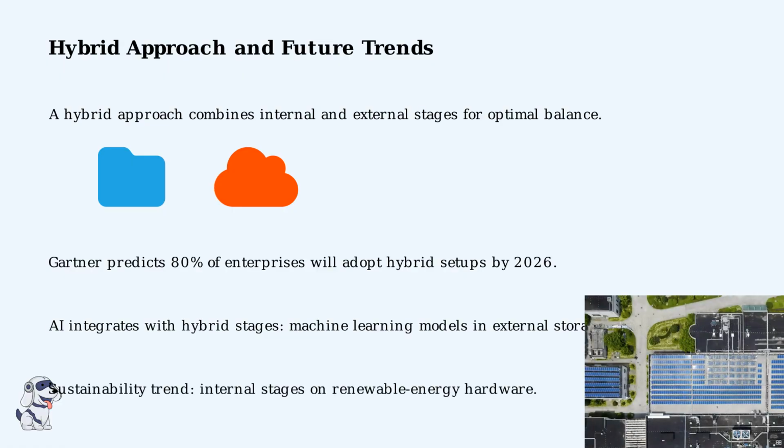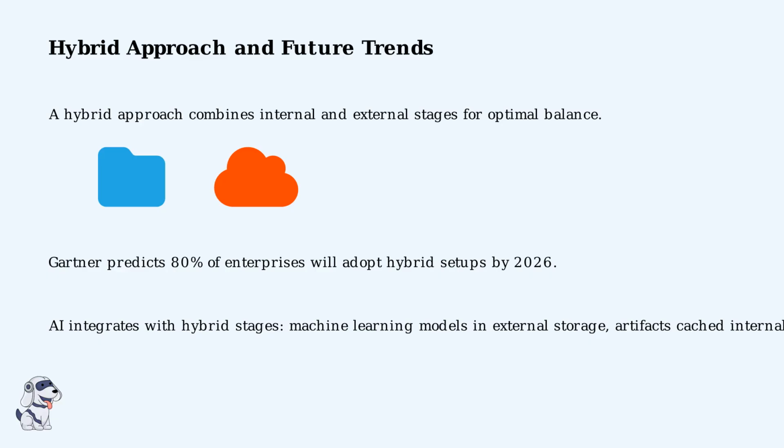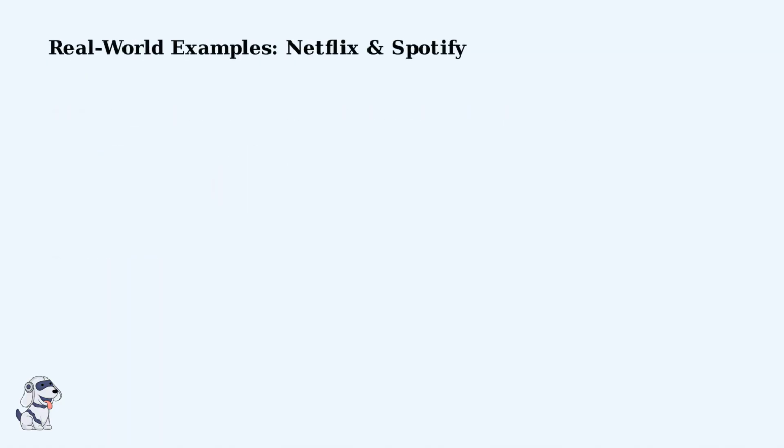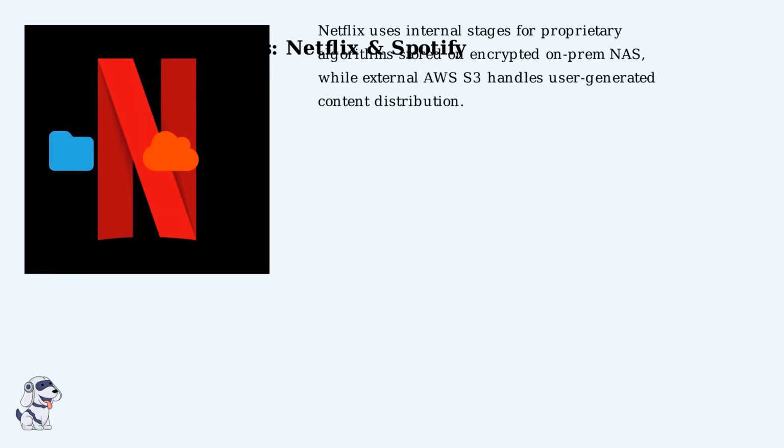Sustainability is a growing trend, with internal stages running on renewable energy-powered hardware, reducing carbon footprints as cloud providers commit to green energy. By 2030, expect stageless pipelines using event-driven architectures, where files are streamed rather than stored, enabling more dynamic and efficient workflows. Real-world companies demonstrate the practical application of internal and external stages.